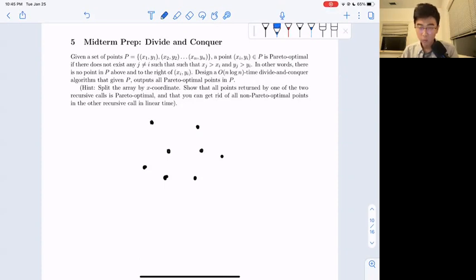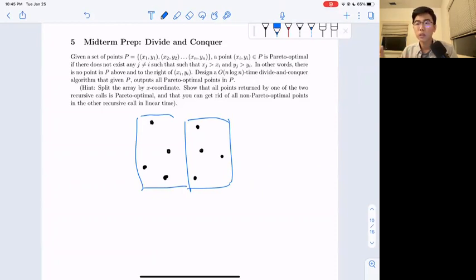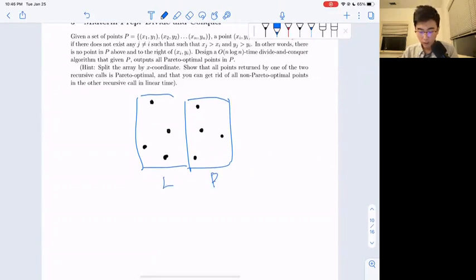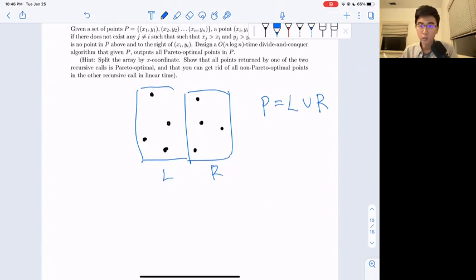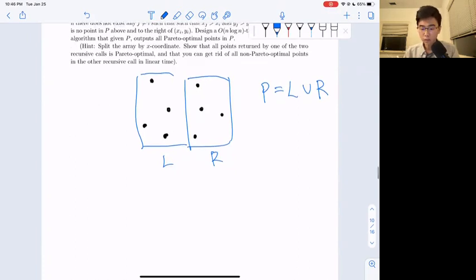So we'll divide the points evenly into left and right subsets. And you can do this by sorting them by x value and just taking the half with the smaller x values to be in the first set and the half with the higher x values to be in the second set. Let's call these L and R. So clearly P is the union of L and R. And since we're running a divide and conquer algorithm, we'll be recursing on each of these subsets.